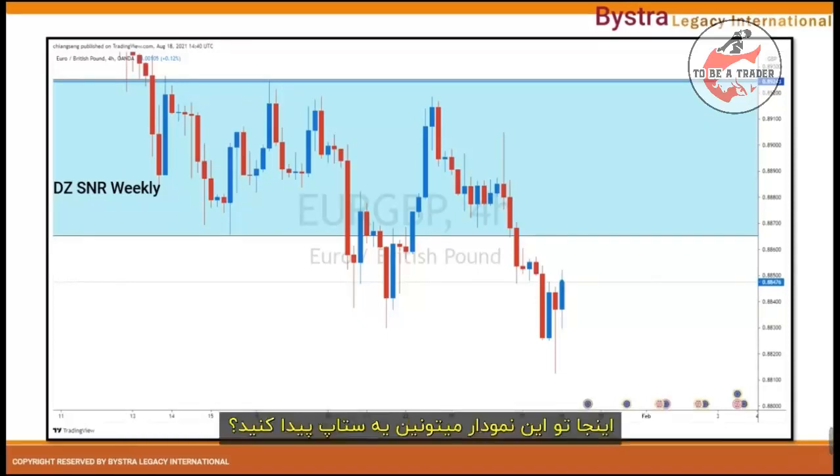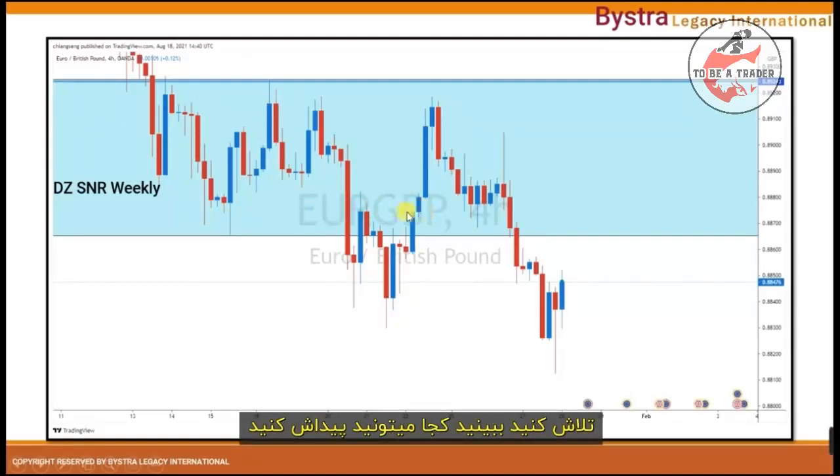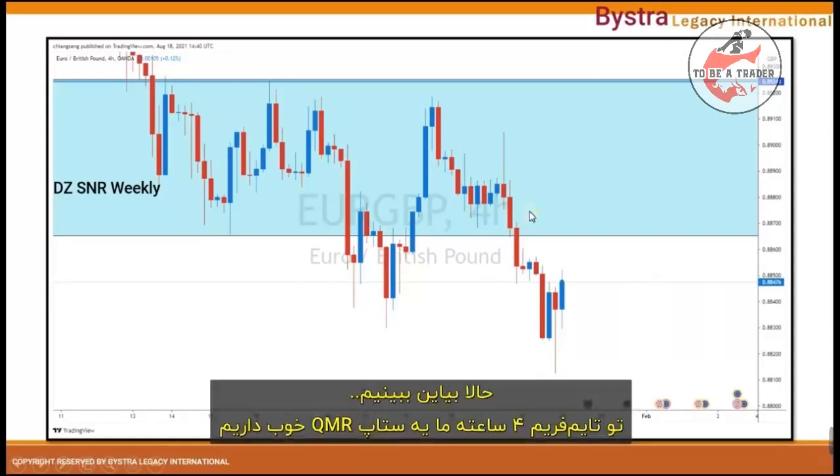Now, in this chart here, are you able to identify the setup? Let's try to see whether you can find it. You got it? Okay, now let's look.